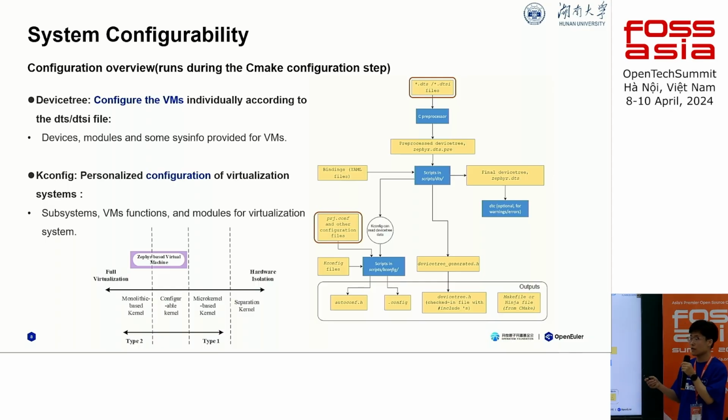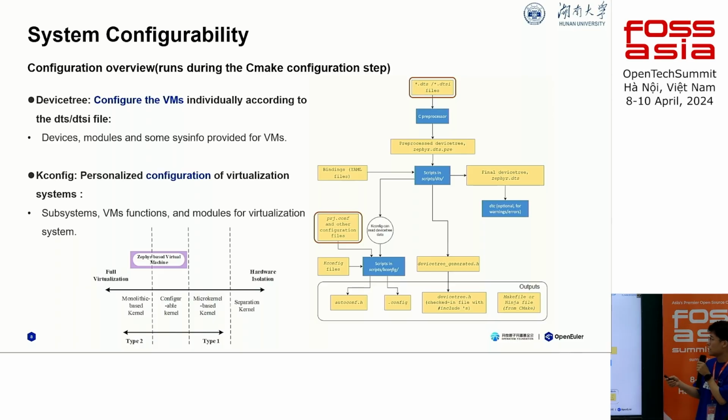First is system configuration. It's about how we configure ZVM. It includes two parts. The first one is how to configure the VMs. We use the device tree to individually configure each VM according to the device tree description file, just like this. With this, we can decide how many devices the VM can get and how many modules they can get, or pass some system info to the VM.